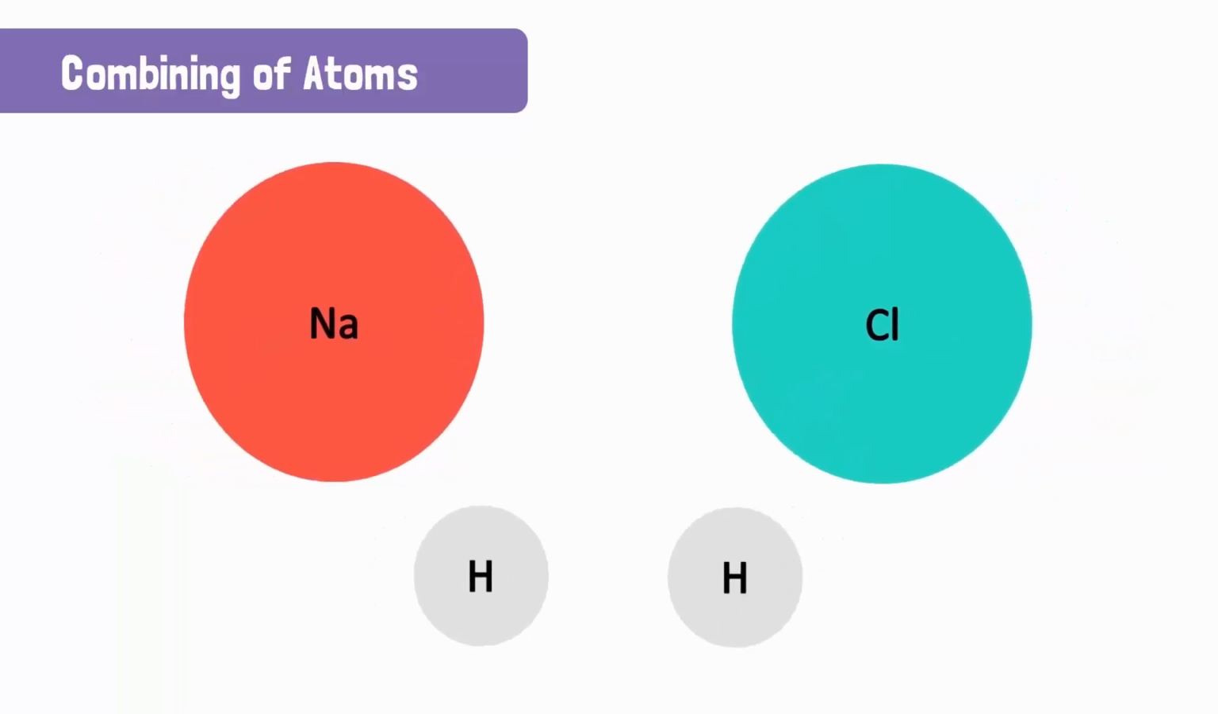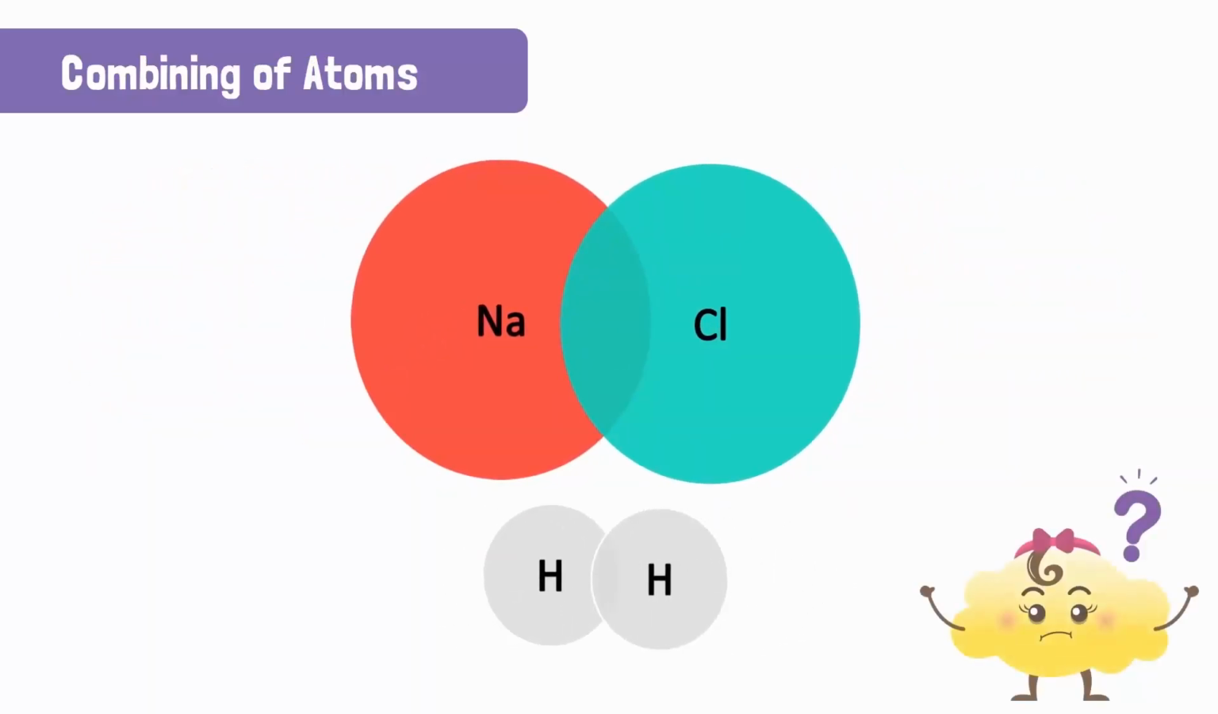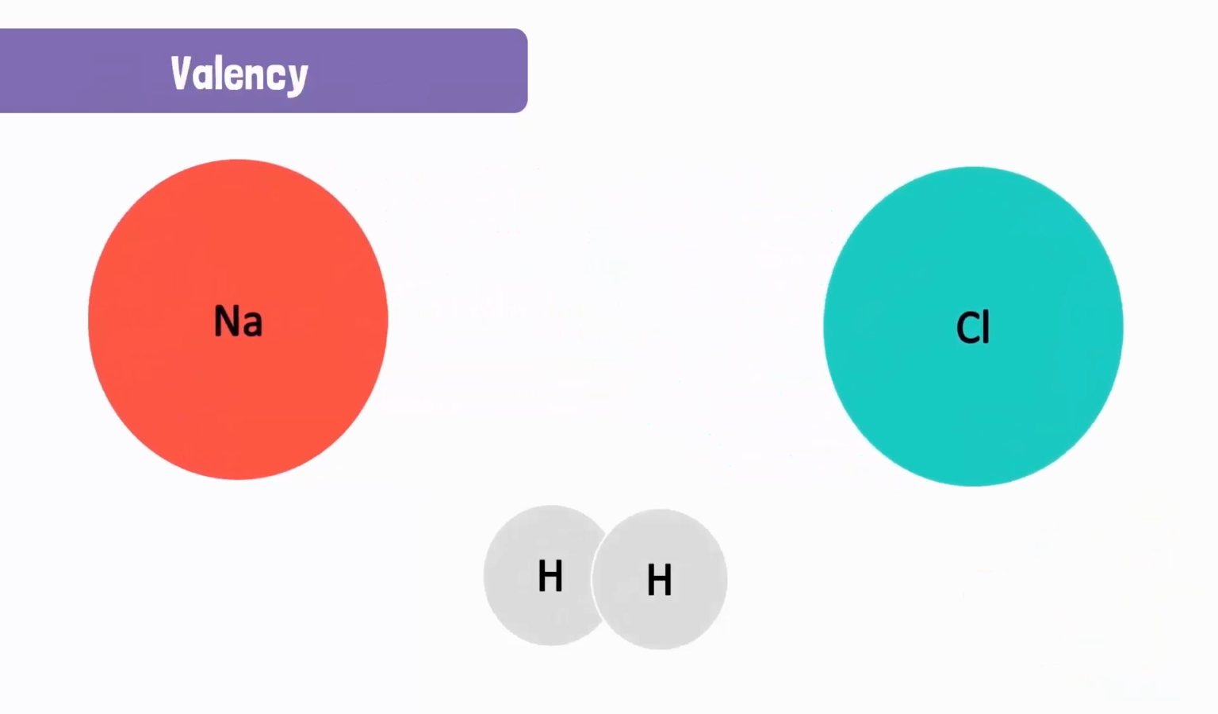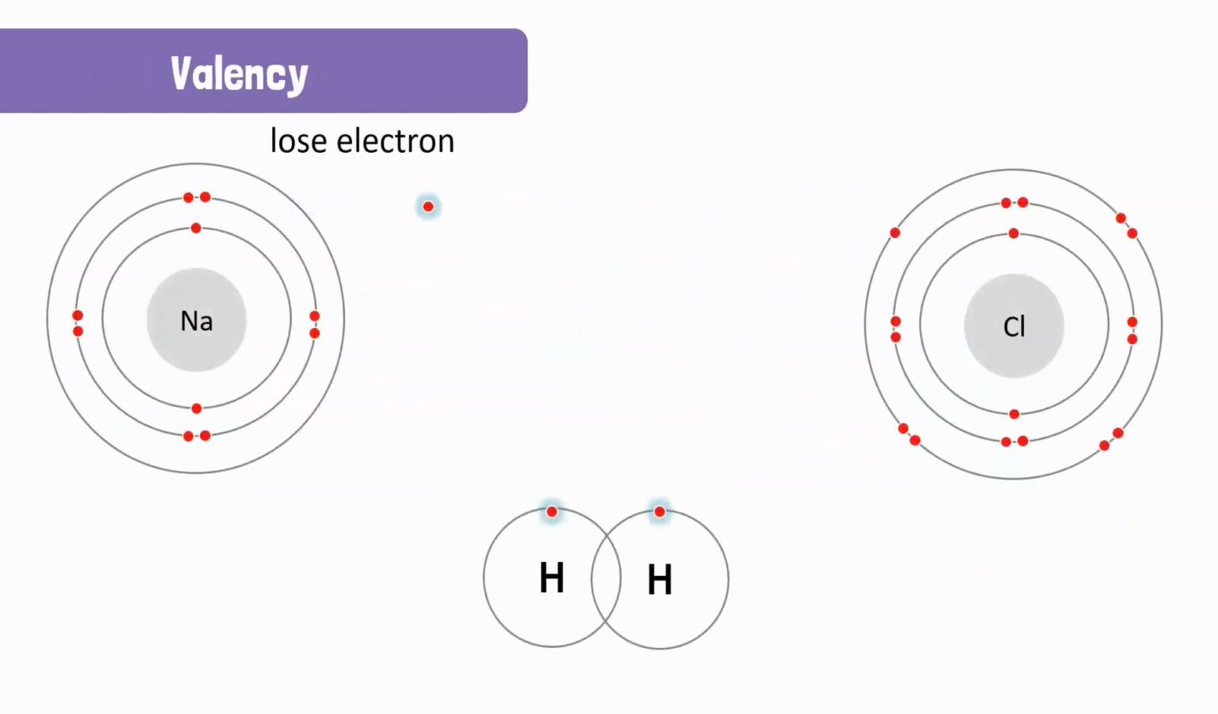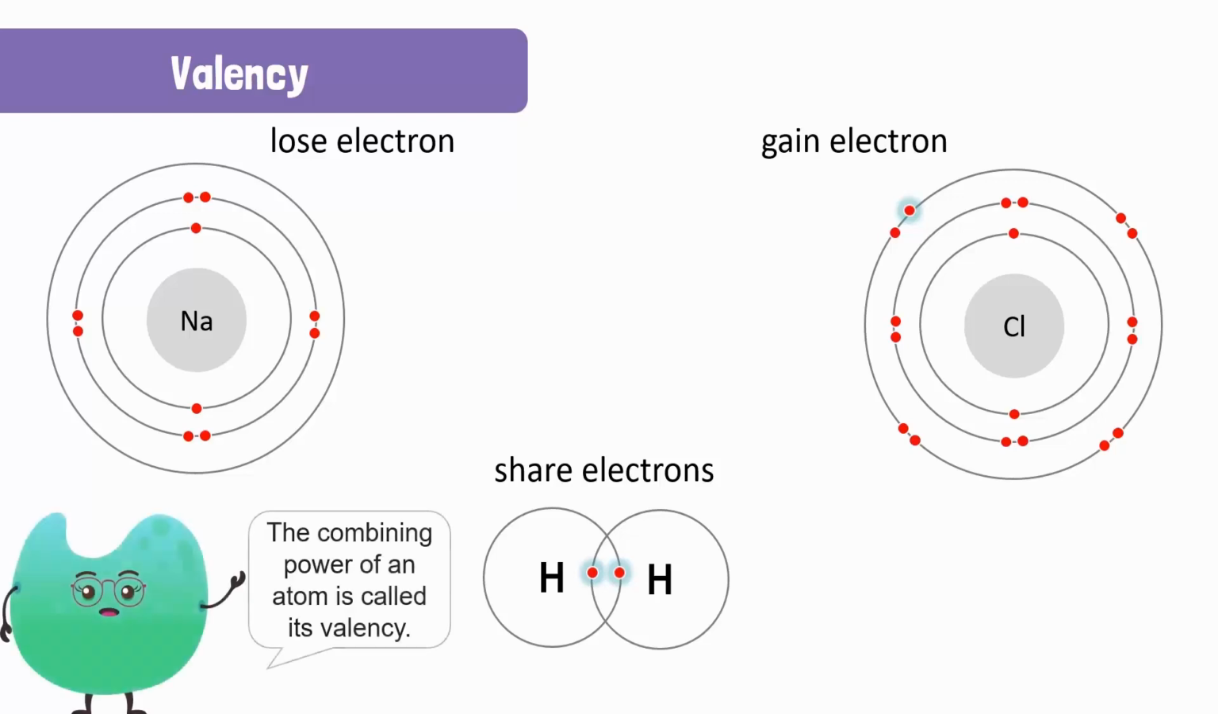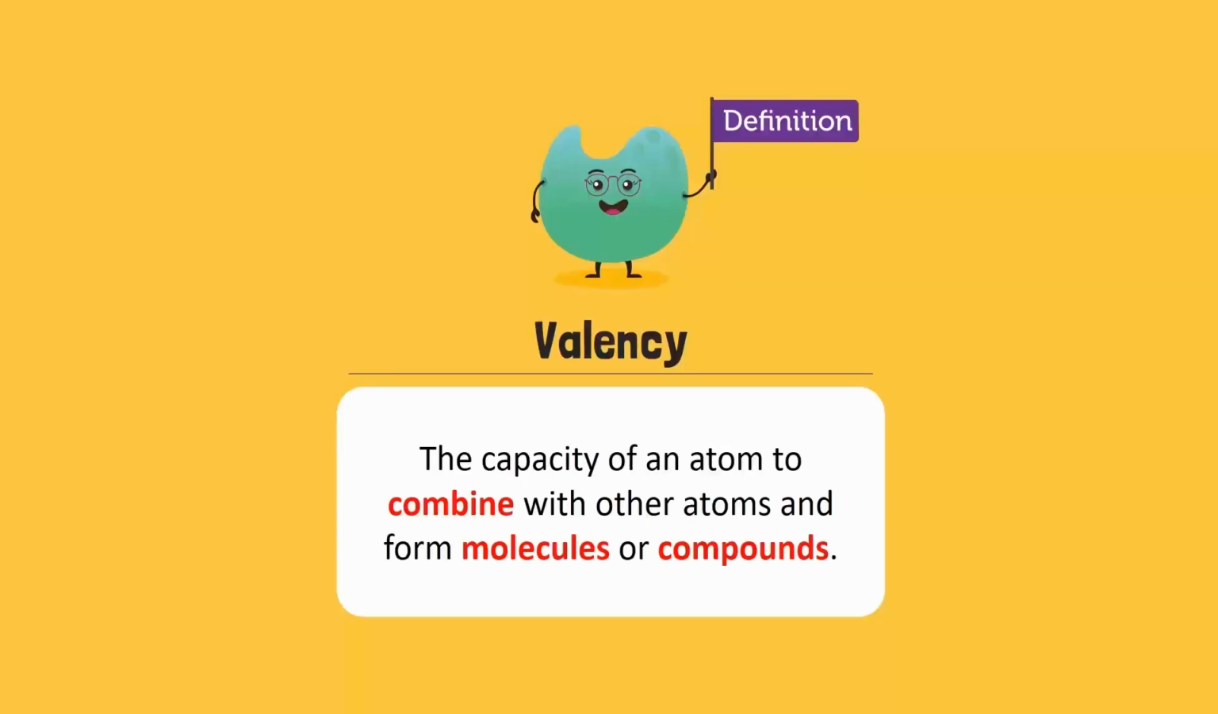Have you ever wondered what happens when two or more atoms combine? They lose, gain, or share electrons from their outermost shell. The combining power of an atom is called its valency. This combining power is due to the number of electrons an atom can lose, gain, or share. In other words, valency is the capacity of an atom to combine with other atoms and form molecules or compounds.